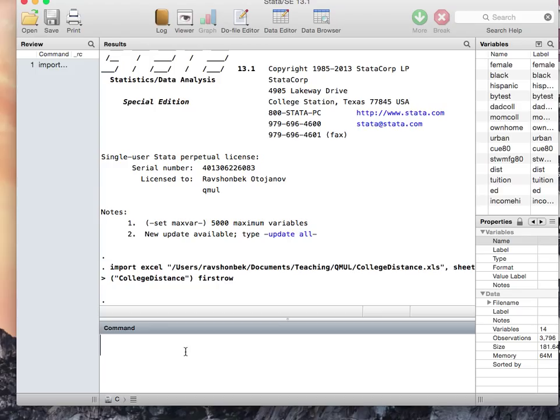So let's start and see how it looks when you run the regression. The command for running a regression in Stata is reg, followed by the dependent variable, so ed, and then the independent variables. If you have many, just list them with a space between them. Our independent variable is dist in this case, and enter.